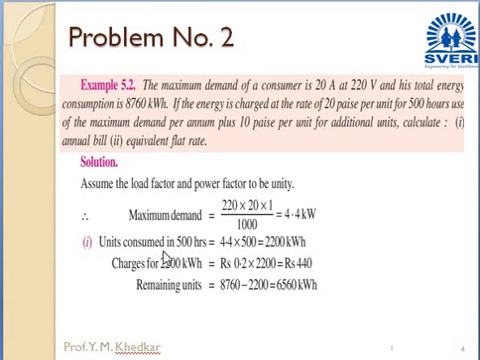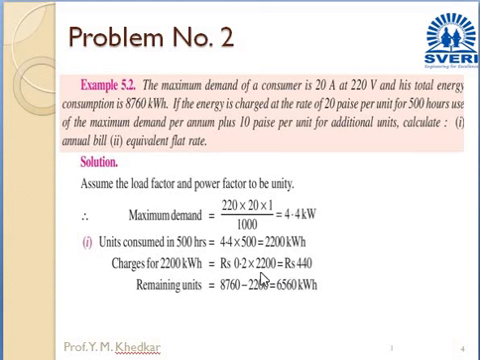Now units consumed in 500 hours. It means 4.4 kilowatt multiplied by 500. So 2200 kilowatt hour units will be consumed. Units consumed in 500 hours means maximum demand multiplied by 500 hours. So 2200 kilowatt hour units are consumed, and the charges for 2200 kilowatt hours will be 0.2 multiplied by 2200, which is nothing but rupees 440.